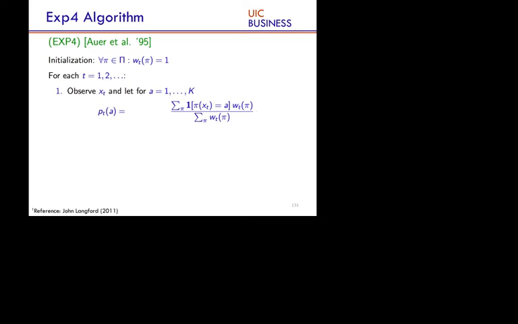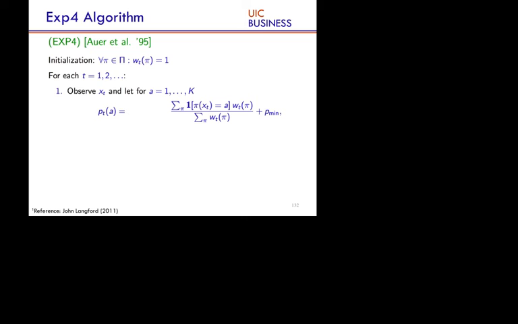And then for each round, I am going to observe a context. So this was new. Before, I was not seeing a context. I'm going to observe a context, and again I'm going to compute a distribution over my actions. I'm not going to construct a distribution over policies. I'm going to construct a distribution over actions. That's different, because if it was EXP3, I would construct a distribution over policies.